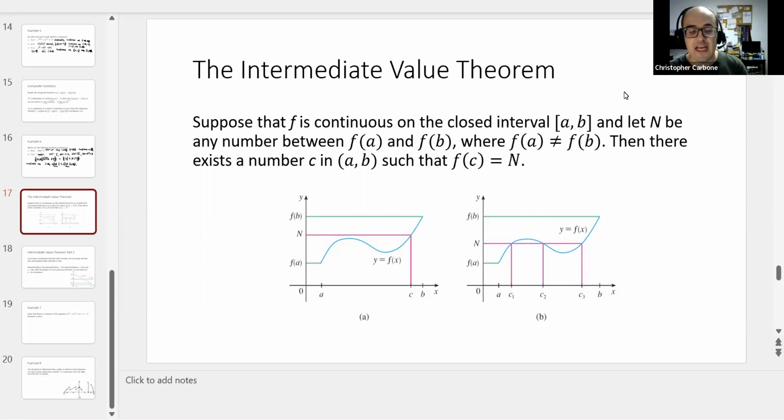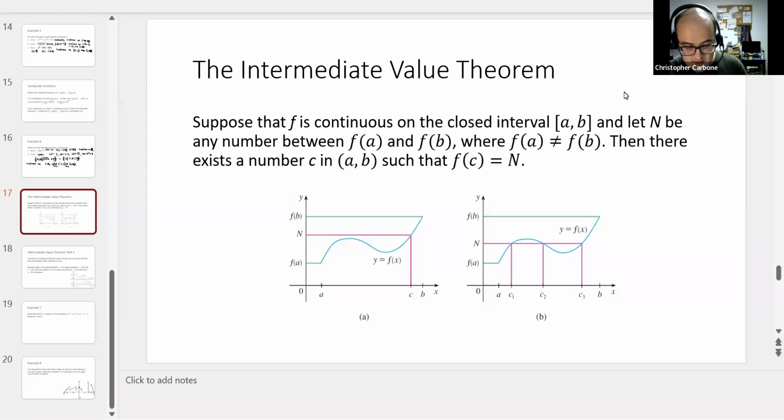This being the intermediate value theorem. Suppose that f is continuous on the closed interval a to b, and let capital N be any number between f of a and f of b, where f of a and f of b are not equal. Then there exists a number c in our open interval a to b, such that f of c is equal to capital N.